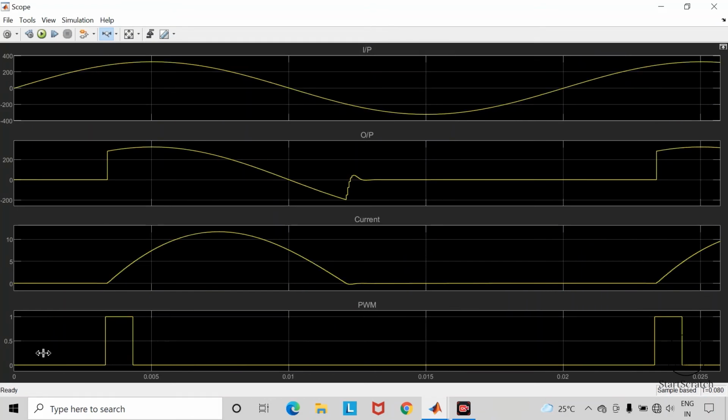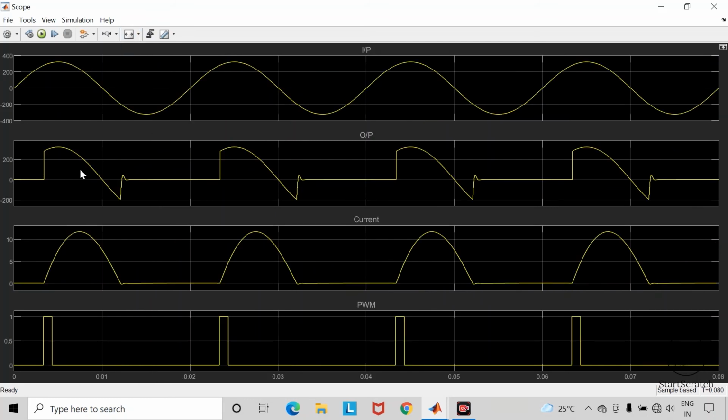In the interval 0 to 3.33 milliseconds, we have not applied gate signal, so this thyristor remains off. As soon as we apply gate trigger to the thyristor, this thyristor jumps into the forward conduction mode and output voltage will appear across the load side. In the remaining positive half cycle, this output voltage will look like this.